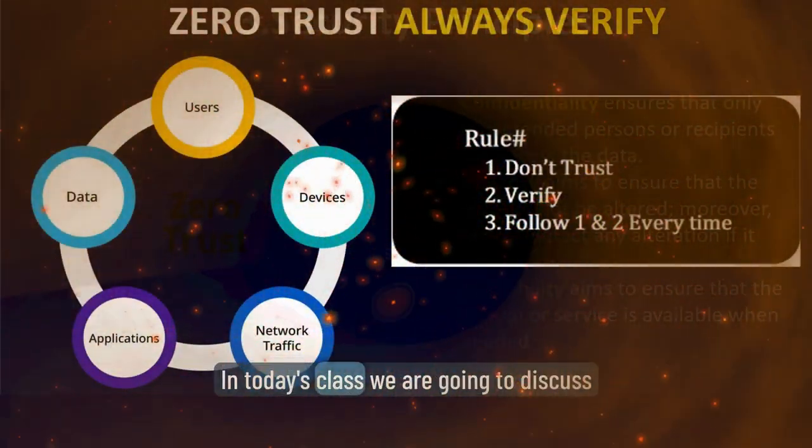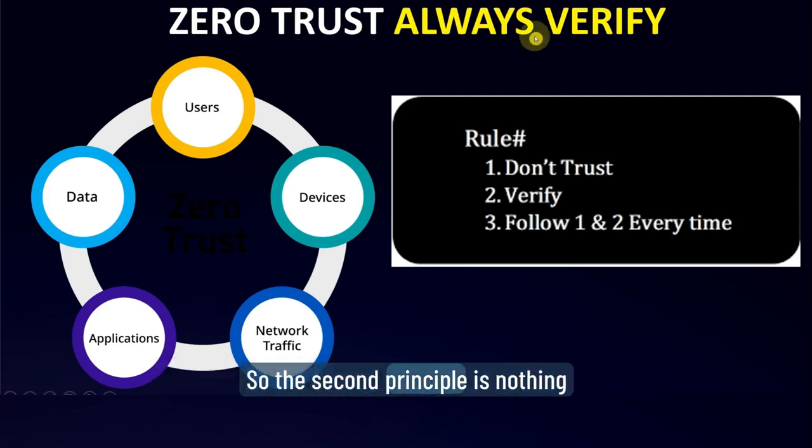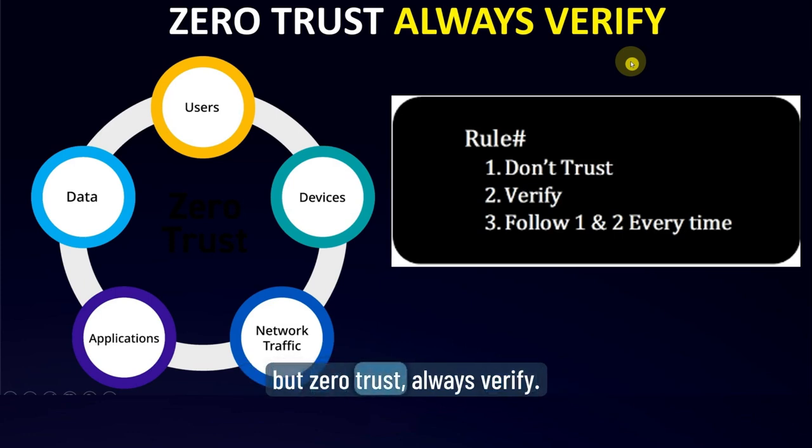Welcome everyone. In today's class, we are going to discuss the second most important security principle. The second principle is zero trust, always verify. You need to verify every source of your organization. Even if you trust those sources, you need to verify them. So the rule for zero trust and always verify is: first one is don't trust, second one is verify, and third one is follow 1 and 2 every time. So you need to verify every source every time.